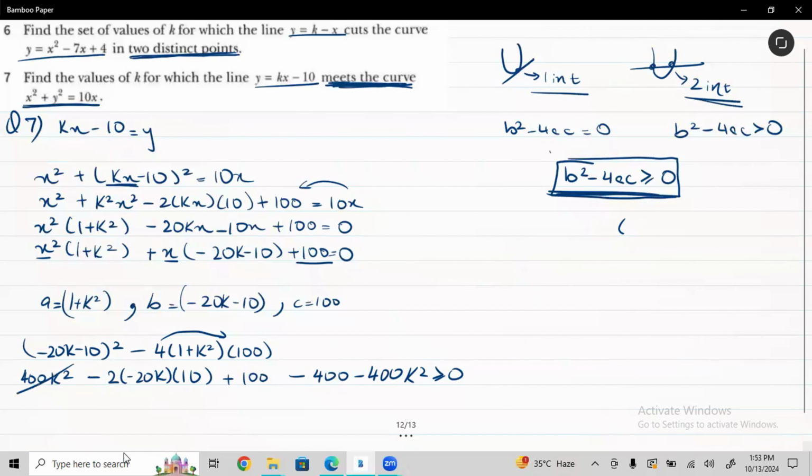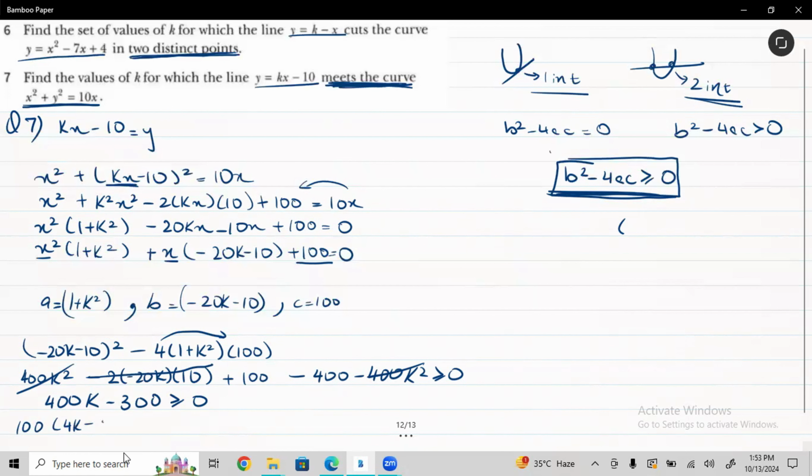400k squared would be cut down by 400k squared. Negative 2 multiplied by 10 is negative 20. Negative 20 multiplied by negative 20 is equal to positive 400k. Cut this down. We have already written this. Plus 100 minus 400 is minus 300, is greater than or equal to 0. Simplify this up. What I prefer to do is take 100 as the common first.